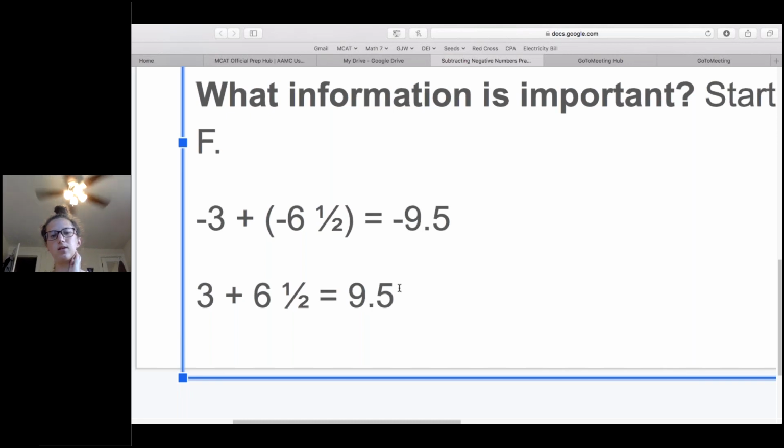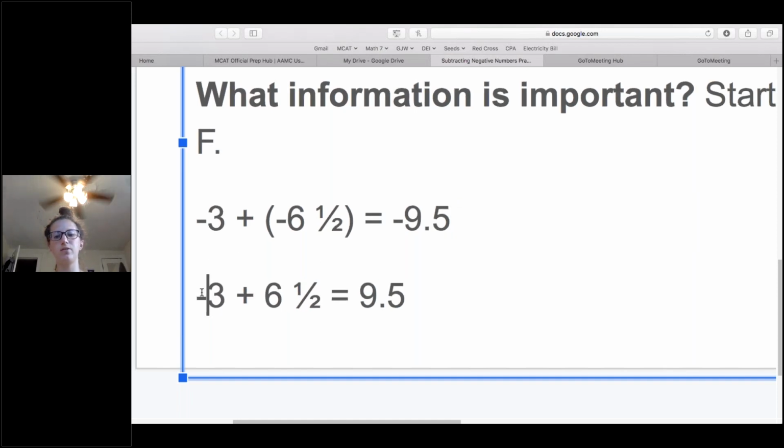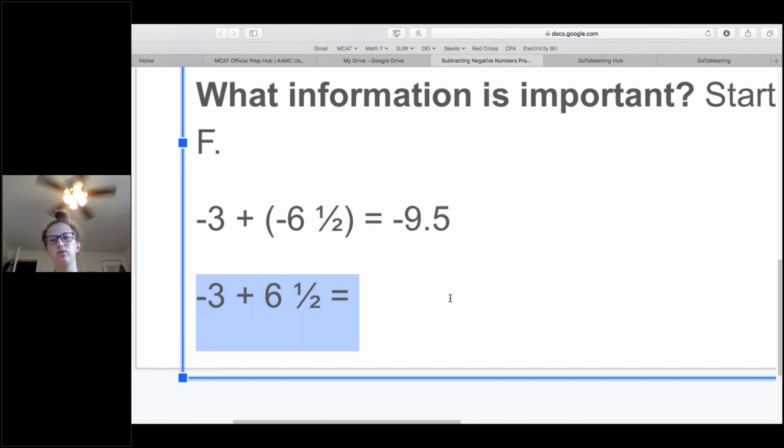So when the signs are the same, you're just adding the numbers as if they were positive. And it's when the signs are different, like if I added a negative sign here, that's when I'm really subtracting. So if I were to give you this problem right here, what would you get? If you did negative 3 plus 6.5. Positive. Why do you know the answer will be positive? Because the 6 is bigger. Awesome, the 6 is bigger.